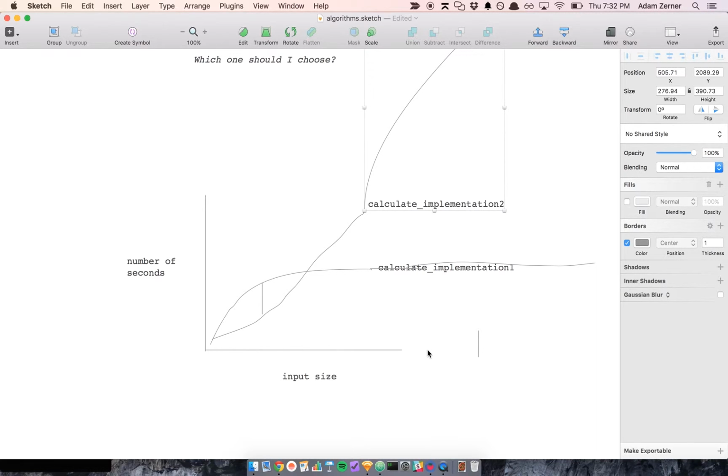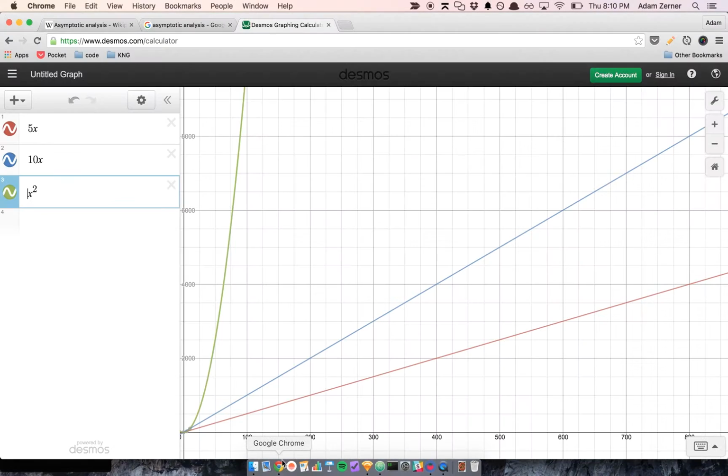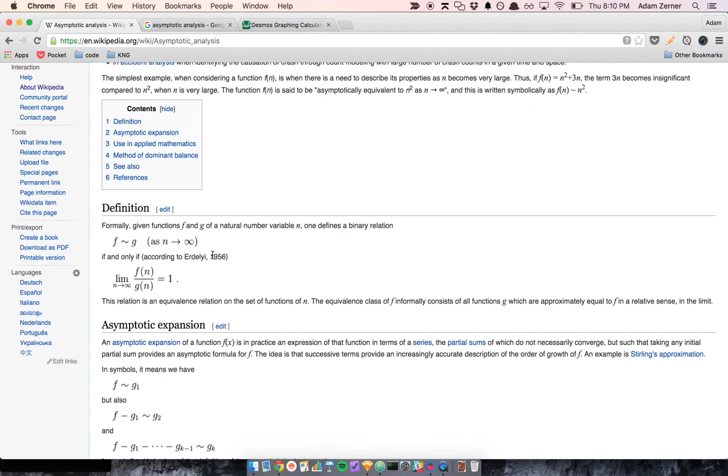And that's a great segue into asymptotic analysis. So asymptotic analysis is about looking at a function as the input size gets to be really, really large. So let me go to Wikipedia here. You can approximate a function f. You can say that f is approximately g as n gets to be really large, as n tends to infinity. And there are some rules for how you do this approximation.